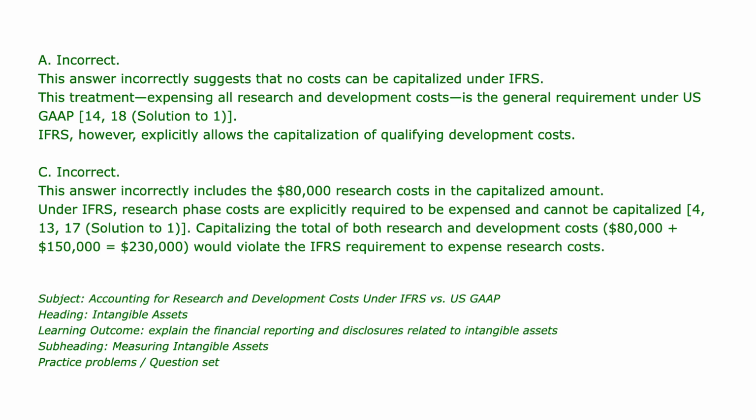A. $0 reflects U.S. GAAP treatment, all expensed, not IFRS. C. $230,000 wrongly includes research costs, which IFRS explicitly requires to be expensed.